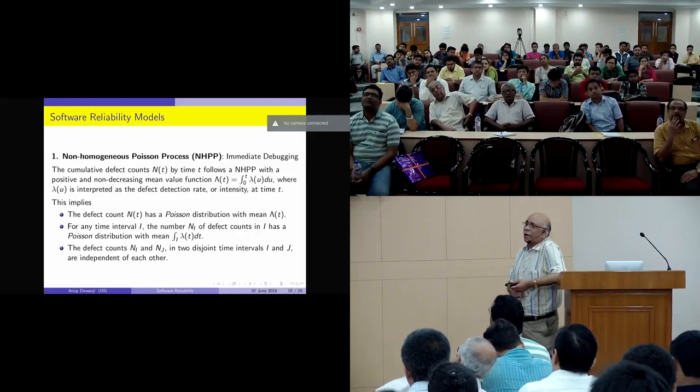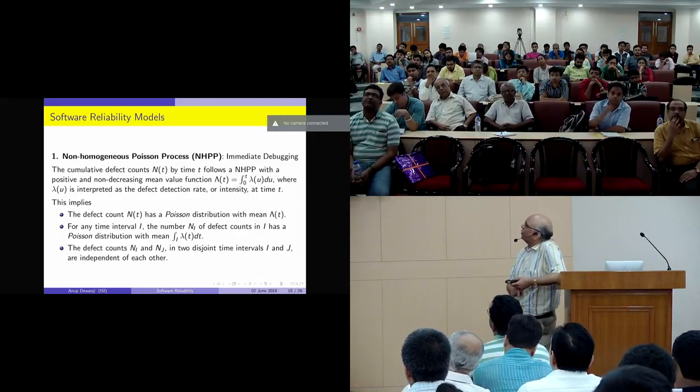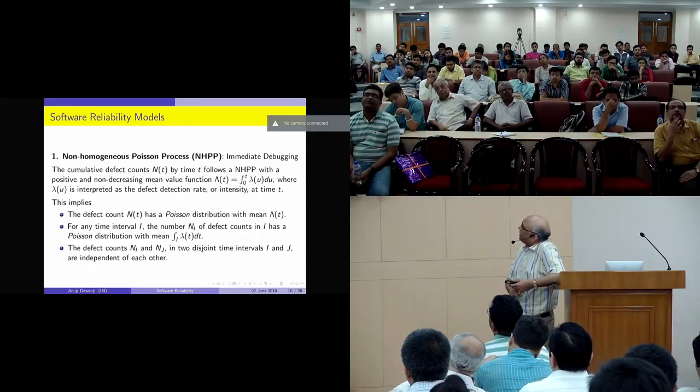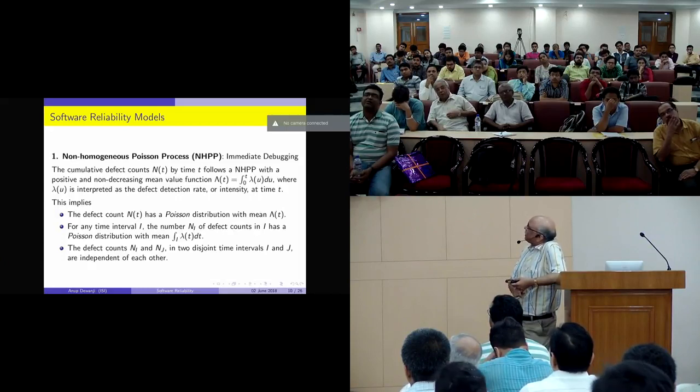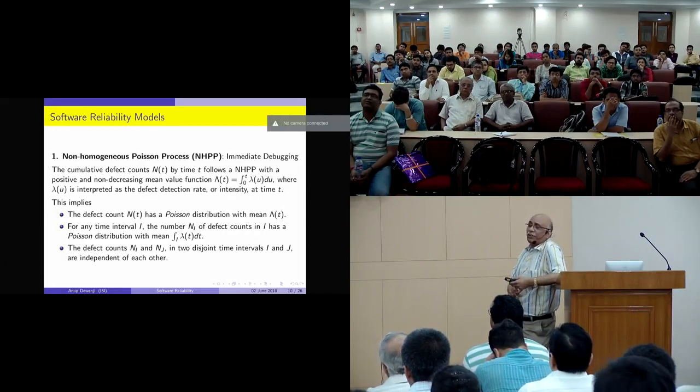By any time t, the total, or cumulative, number of errors, which you denote by capital N(t), is a random variable, a Poisson random variable with mean big lambda t. And big lambda t is an integrated function, where small lambda is called the defect detection rate or defect detection intensity.